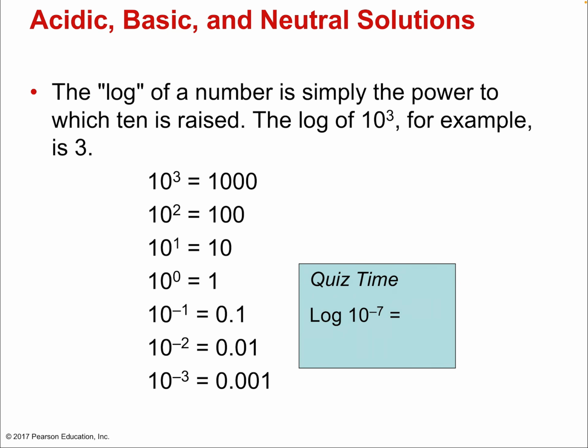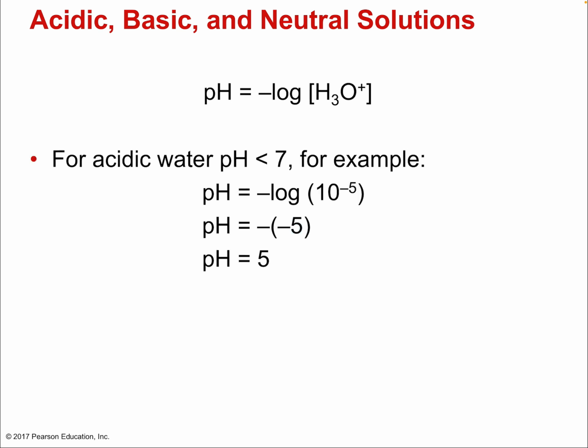Okay, now to set the stage to get back to pH, the log of 10 to the negative 7 must be negative 7. Therefore, pH is defined as the negative of the log. The negative is there because we want the pH values to all have positive values. It's really the only reason, just to make the scale itself positive. So the definition is pH equals negative of the log of the molar concentration of hydronium ions.